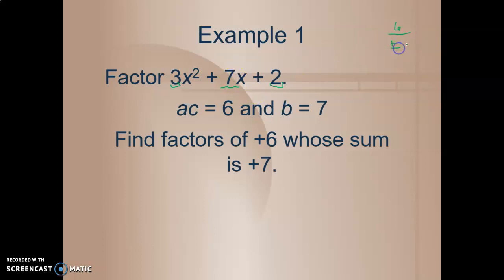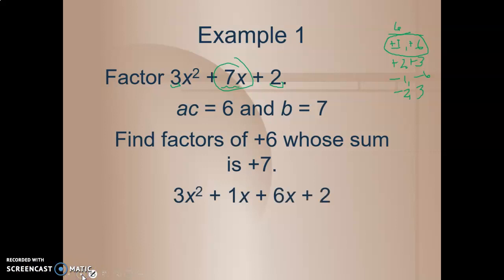Positive 1 and positive 6. We have a positive 2 and a positive 3. Or we know we could have negative 1, negative 6, negative 2, negative 3. We then know that whatever we choose has to sum to our middle term. And I know that positive 1 and positive 6 equal a positive 7. So I'm going to rewrite my middle term with these two factors. A positive 7x is the same thing as a positive 1x and a positive 6x.